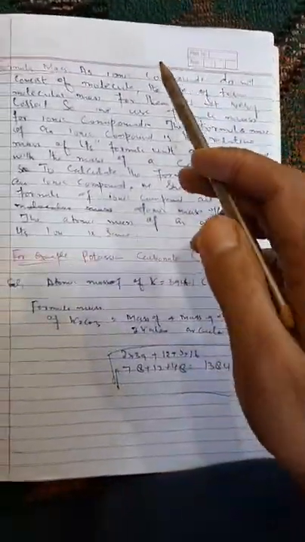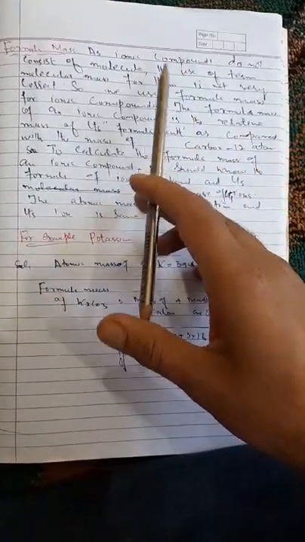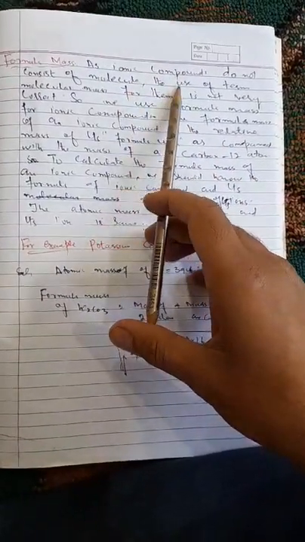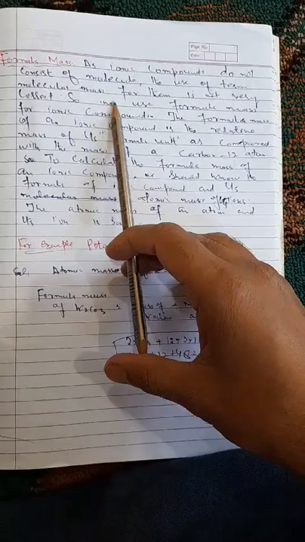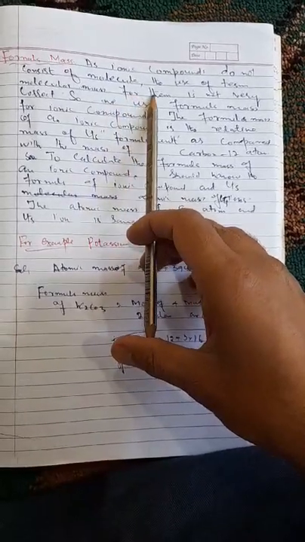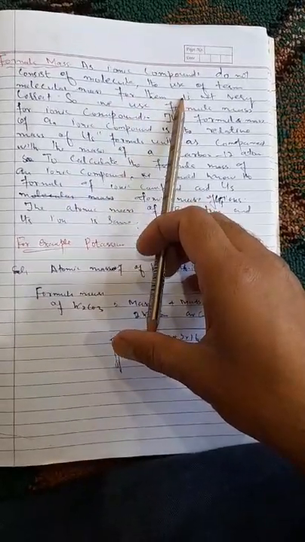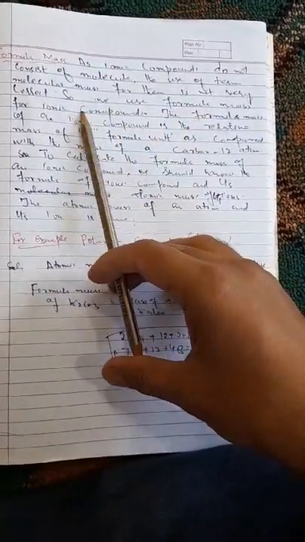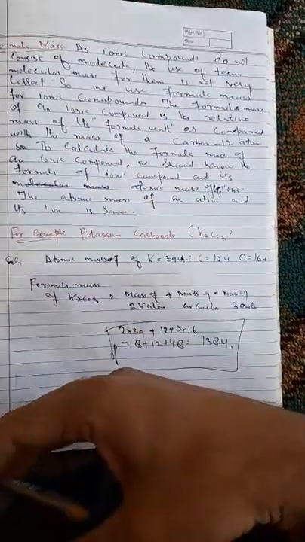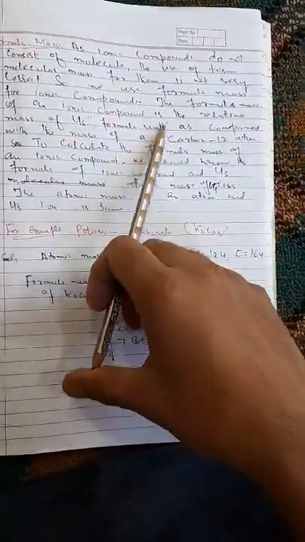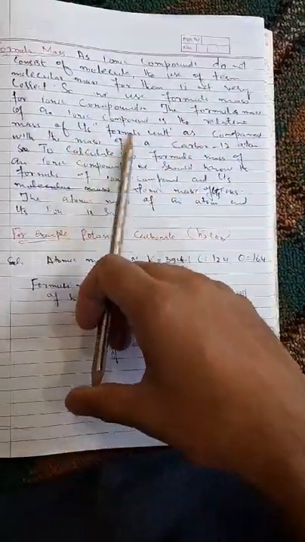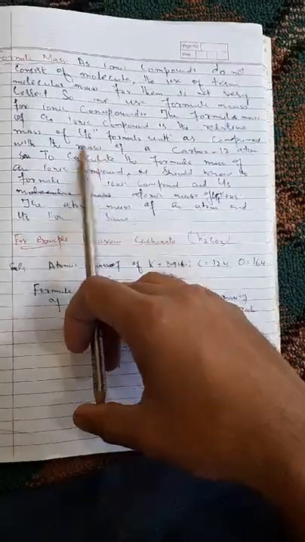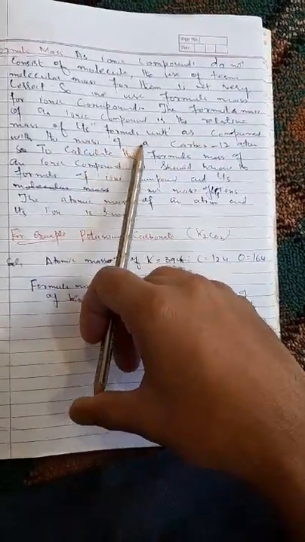Then we have formula mass. As ionic compounds do not consist of molecules but of ions, the use of the term molecular mass for them is not correct. So we use the term formula mass for ionic compounds. The formula mass of an ionic compound is related to the mass of its formula unit.